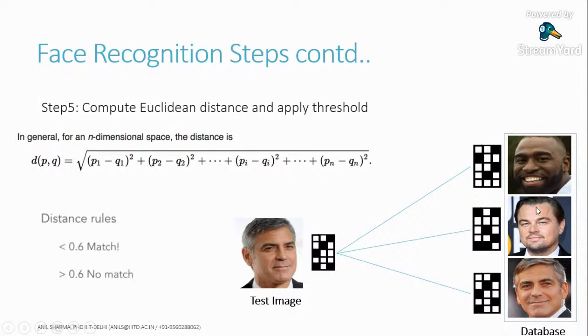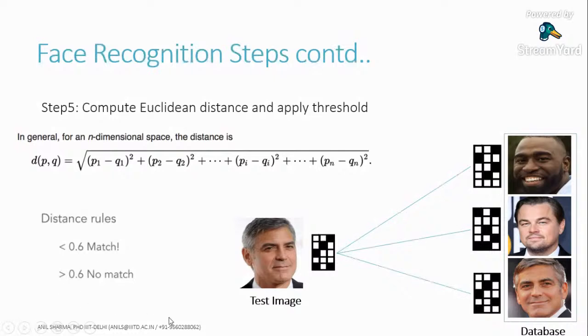And then we will apply a threshold. That means we will use a distance rule to say whether a particular distance belongs to the known face or not. So if the distance comes out to be less than 0.6, we will say it's a match. Otherwise, we will say it's not a match.